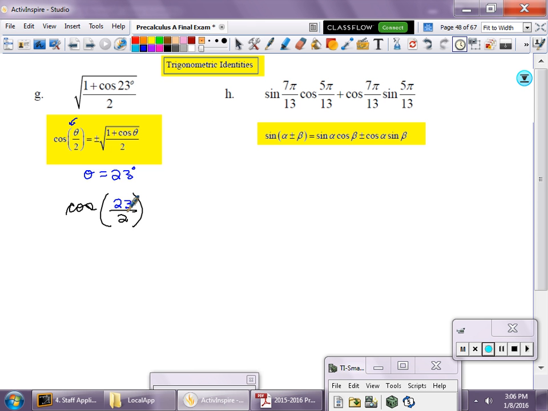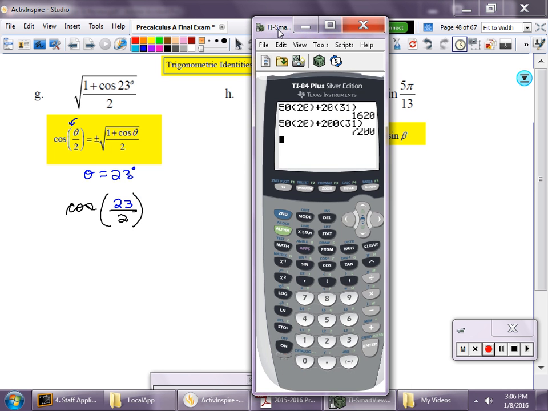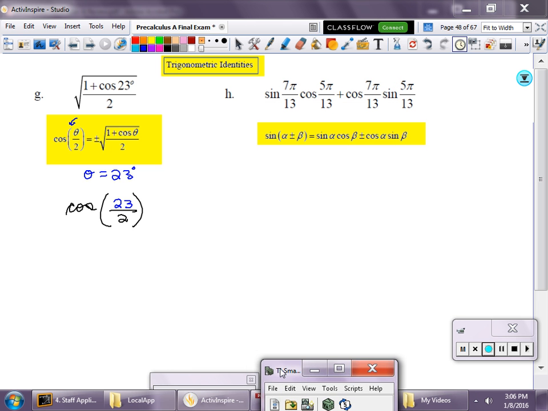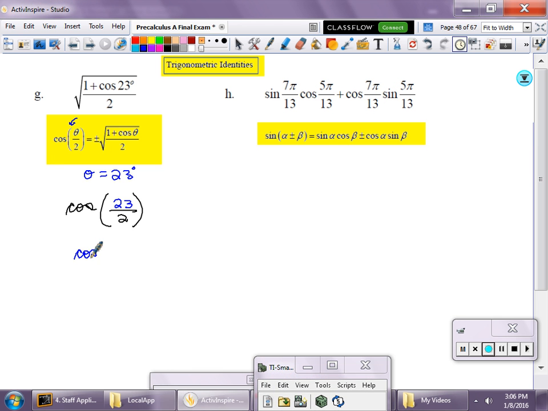Now if you want to simplify this, you use your calculator. Very simple. This is maybe some mental math. Let me clear this out, and I'm just going to put 23 divided by 2. Enter. 11.5. That's your answer. Cosine 11.5. And on with the next one. See, these really are not so bad. You just have to be careful when you substitute.